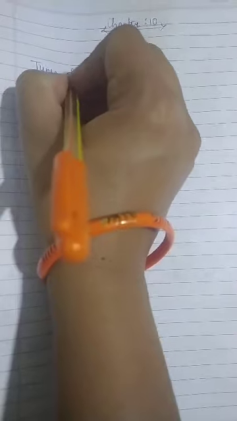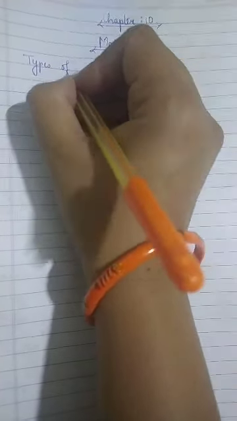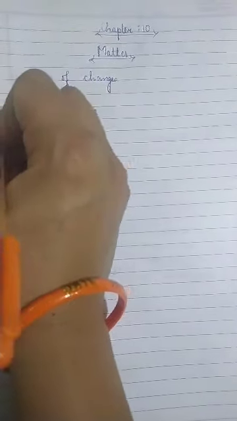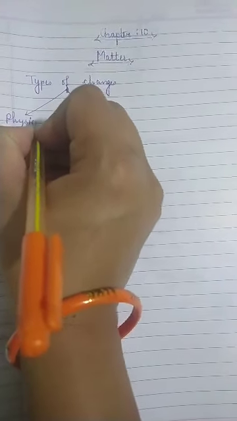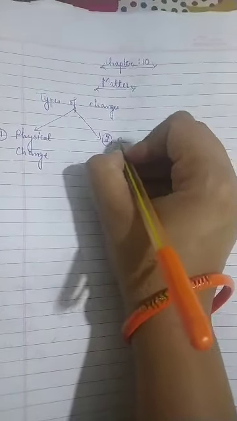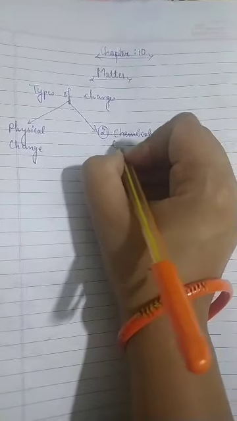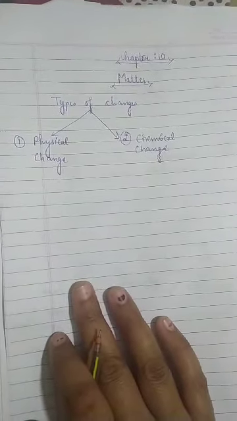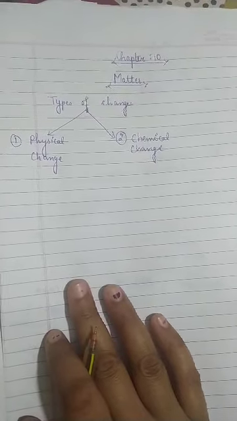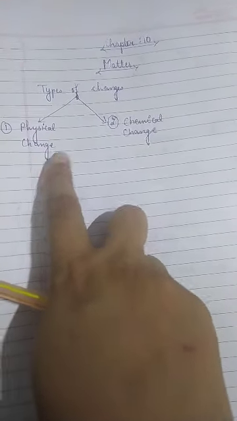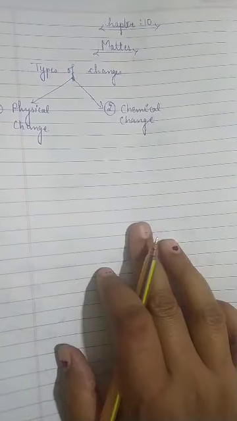So what have I told you? Types of changes. There are two types of changes. The first one is the physical change, and the second one is the chemical change. These are two types of changes. Whatever changes you are observing around yourself in your daily life, they must come under these two categories only. Either it will be a physical change or it will be a chemical change. So let us start knowing what actually a physical change means.